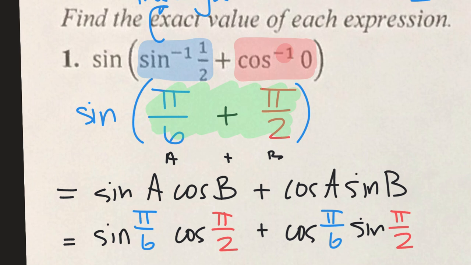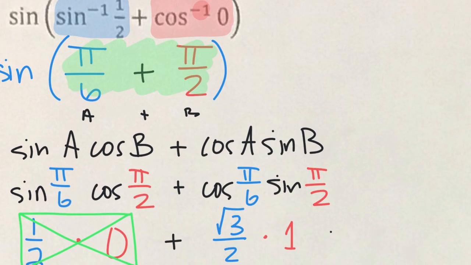Now we go into our unit circle and find that the sine at pi over 6 was 1/2. Surprise, surprise, the cosine at pi over 2 is 0. Pretty lovely there. And then the cosine at pi over 6 is root 3 over 2, times the sine at pi over 2, which is 1. So 1/2 times 0, anything times 0 is 0. Then the answer is just root 3 over 2 times 1, which is just root 3 over 2.